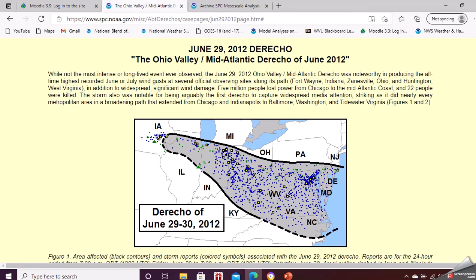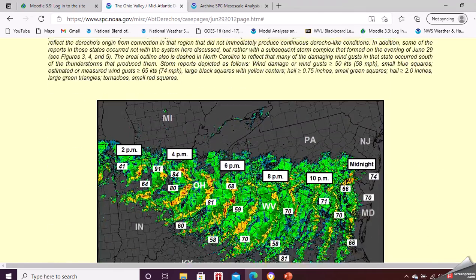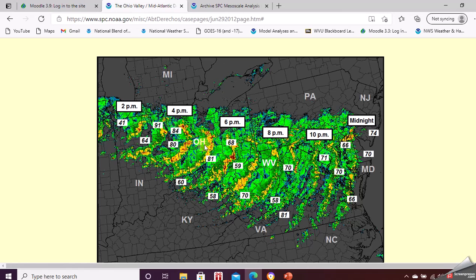And you can actually see these on this line right here, and these are some of the wind reports. 91 miles an hour coming through Indiana. In Ohio, 81 miles an hour there. 84 miles per hour up here. They got into West Virginia, and they were still doing 70 miles an hour. And they still did it all the way to the coast. As a matter of fact, I had damage at my house. I had a tree blown down with this wind event.